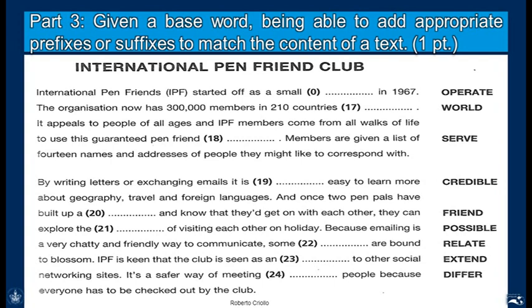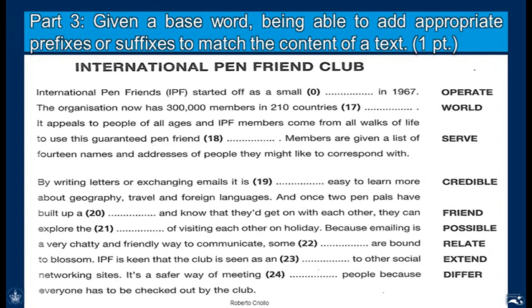These words are given in the base form, and what you have to do is to add or remove the appropriate prefixes or suffixes in order to match the word to the content of the text. Let's see how we can do this.